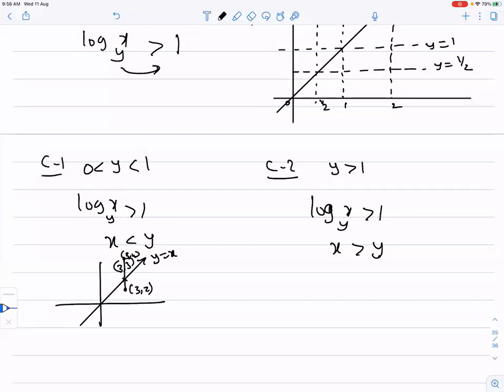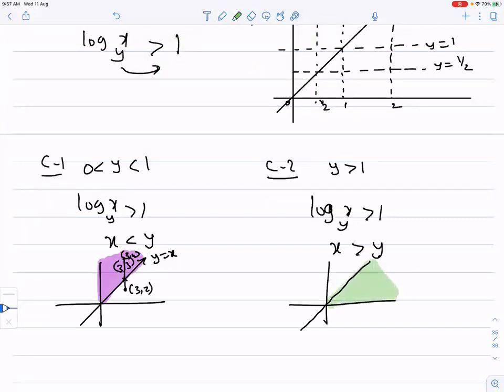Now tell me, x less than y will be where? Above. X will be less than y above. Yes or no? Yes. So this portion is x less than y. इसका opposite portion is x greater than y. That is this portion.